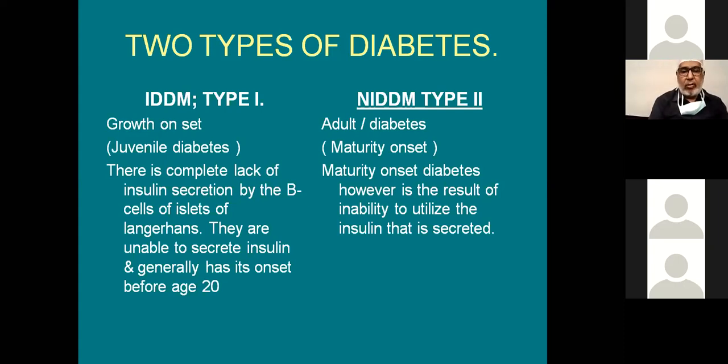Insulin, you are well aware, is secreted by the beta cells of islets of Langerhans. And as we are discussing type 1, there is complete lack of the secretion of insulin. In type 2, maturity onset diabetes is the result of inability to utilize the insulin that is secreted. Insulin is secreted, but not to that extent so that sugar level may be maintained.